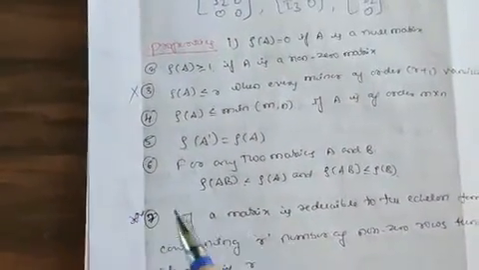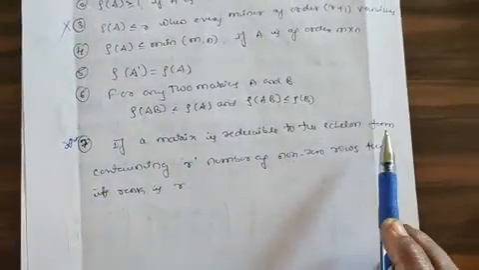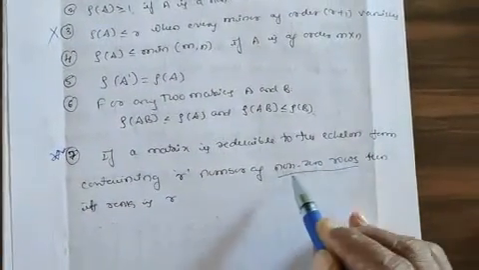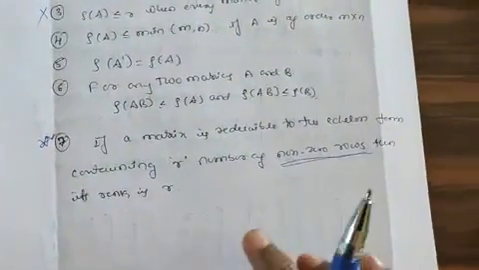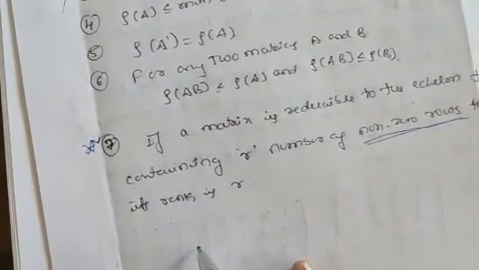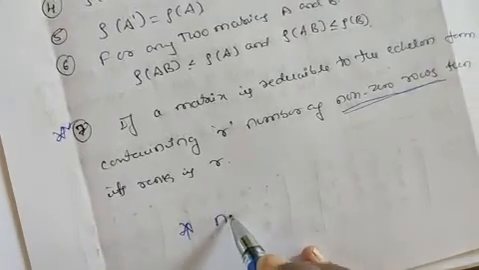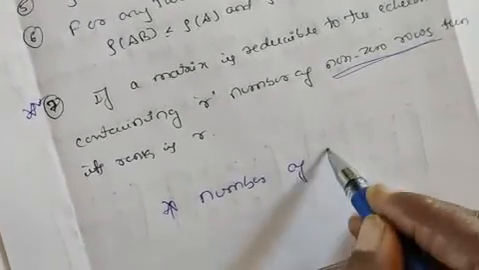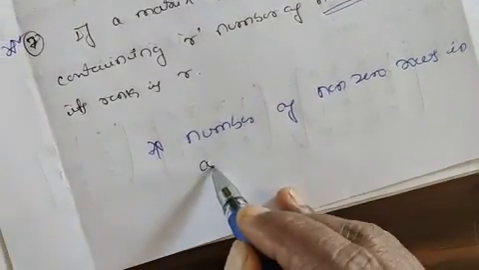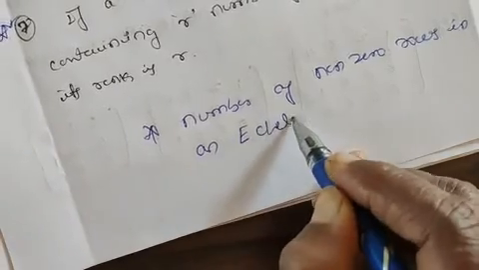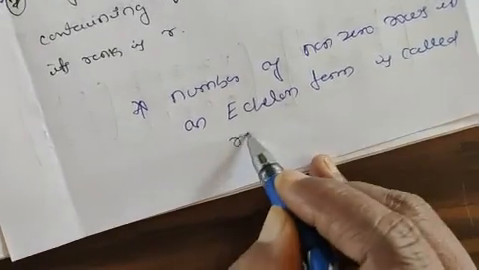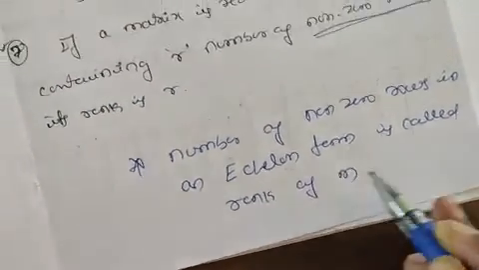This point is important. If a matrix is reducible to echelon form containing r number of non-zero rows, it is very important here: the number of non-zero rows is called the rank of the matrix. To find the rank of the matrix, we use this. The number of non-zero rows in an echelon form is called the rank of the matrix. This one is very important.